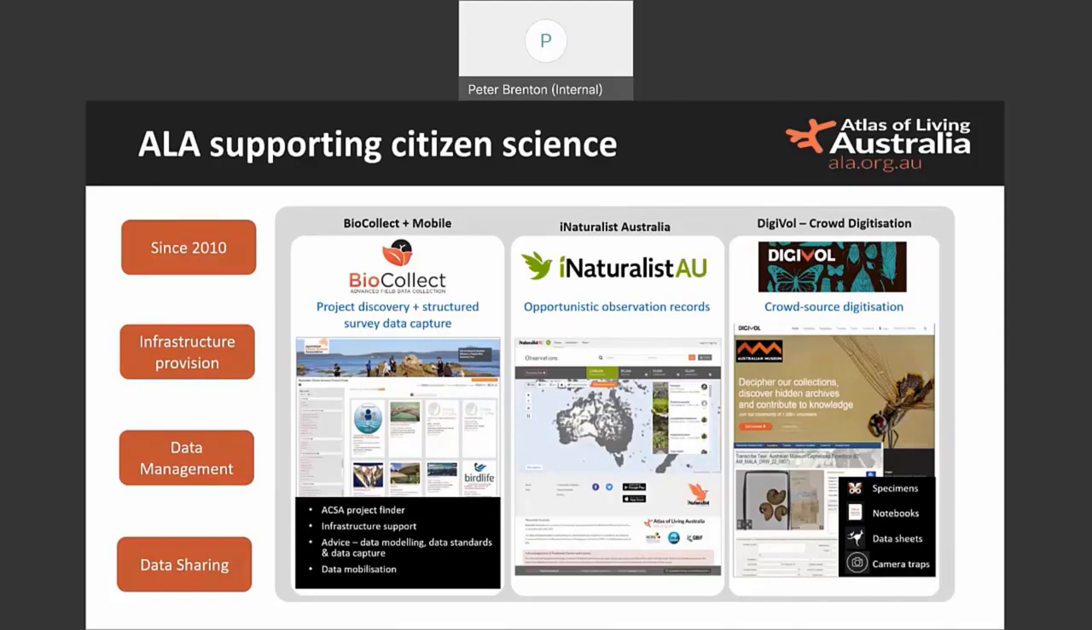We also provide other infrastructure support. We provide advice around data modeling, standards, data capture and data mobilization for groups and individuals that are running projects. We also partnered with iNaturalist to set up the Australian node of iNaturalist, and we are members of the international iNaturalist network. And we partnered with the Australian Museum in about 2013, I think it was, to develop the DigiVol platform, which is a crowdsourced digitization platform for specimen digitization, notebooks, field data sheets, and camera trap information.